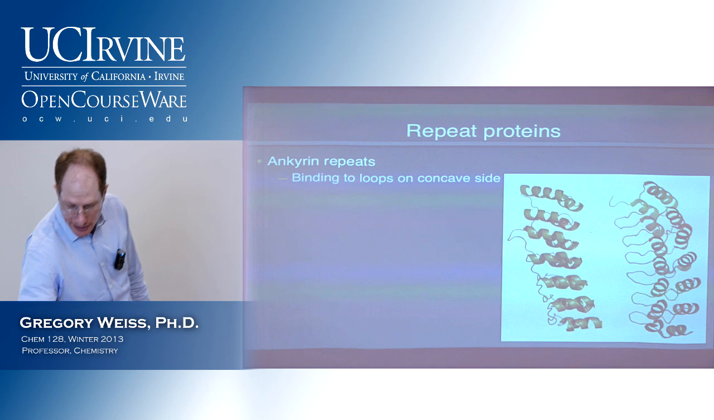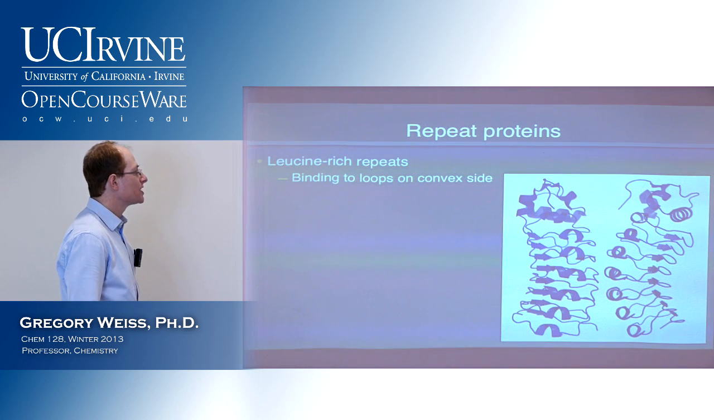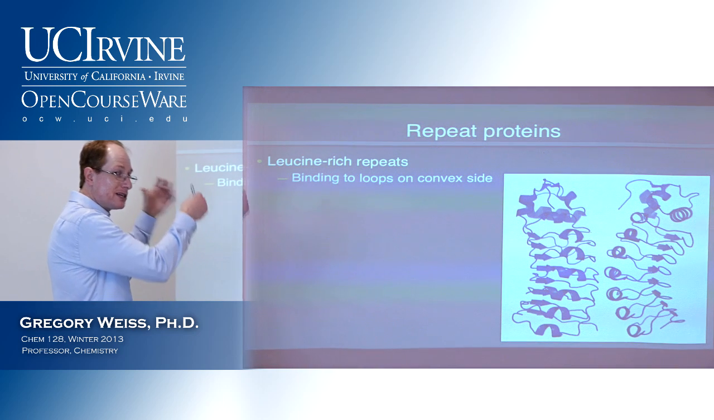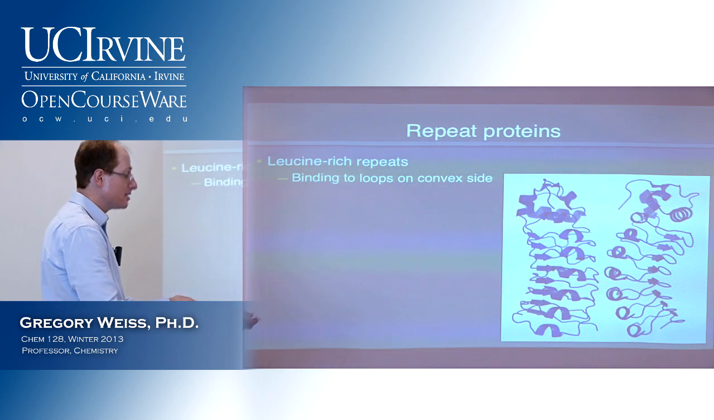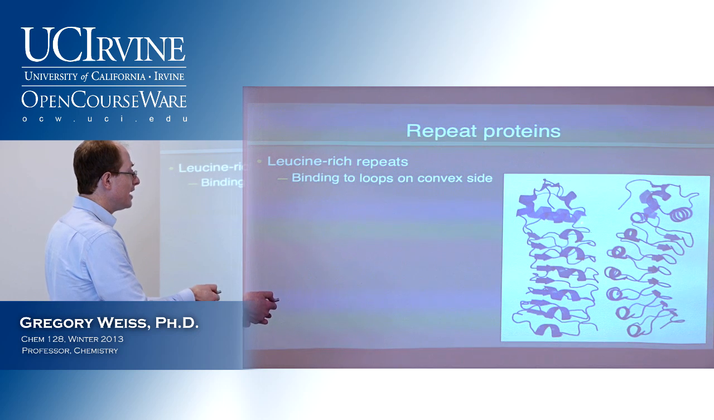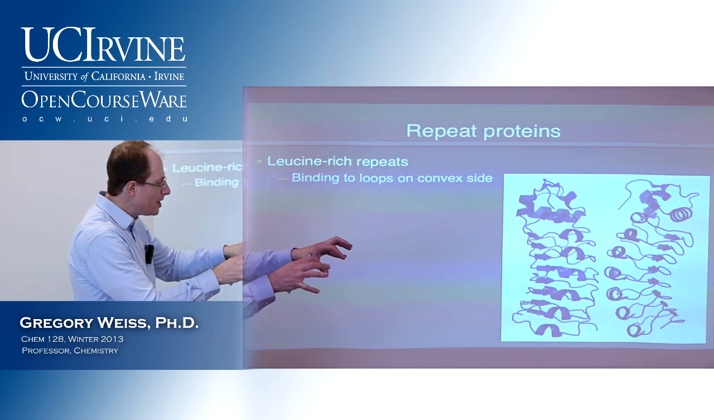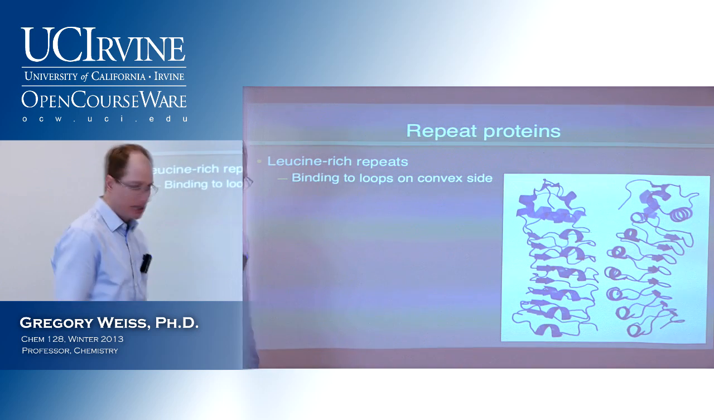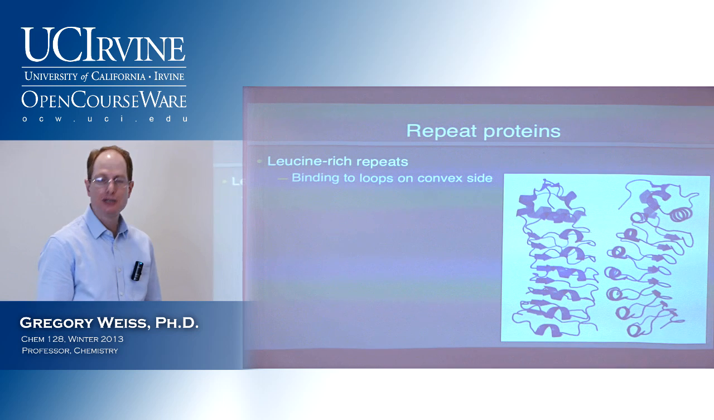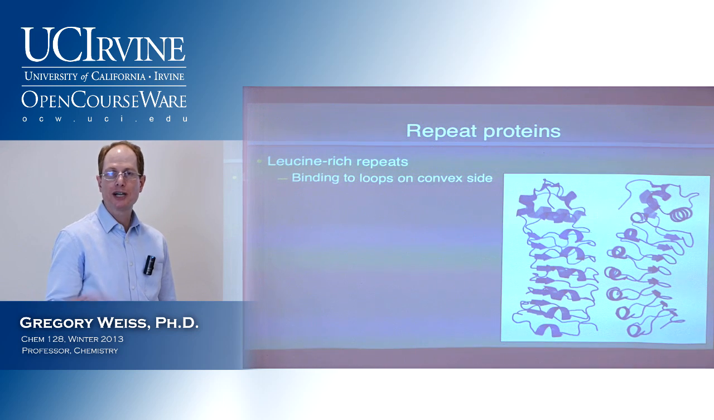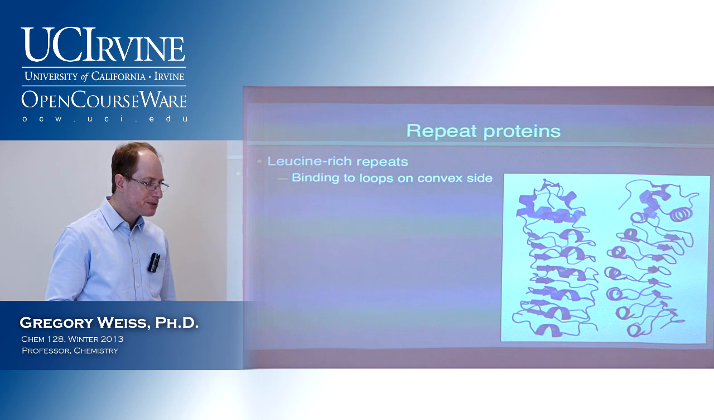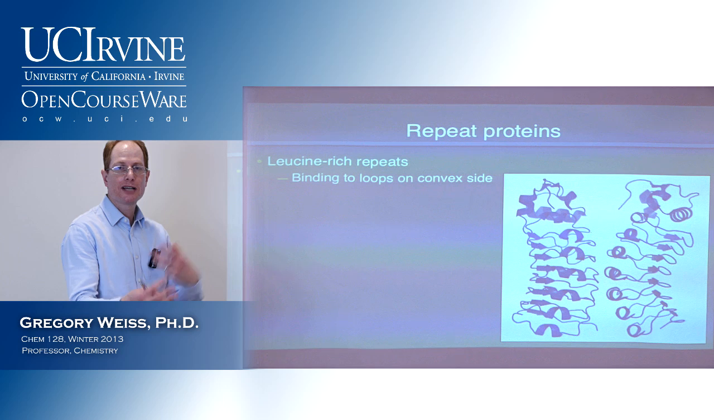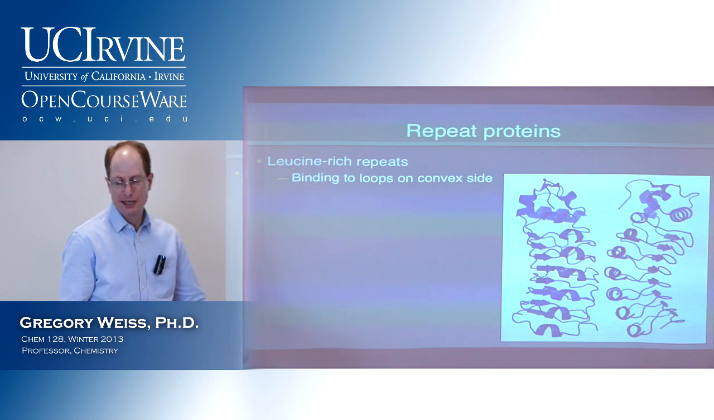Its corollary is a leucine-rich repeat, which now has loops on the convex side. Okay, so the ankyrin repeats had loops on the concave side. This one has loops on the convex side. And these loops then can grab on to the binding partners. Okay, analogous to what we saw with the antibodies. So these two are very versatile structures that can be evolved through organisms pretty readily, and that equips organisms with new binding activities, which in turn can be used to respond to environmental changes, etc.